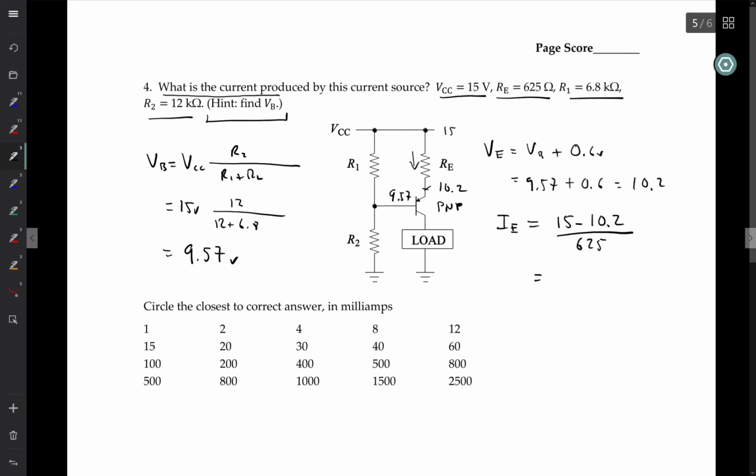And so that is going to be, on my calculator, 15, 10.2, subtract, 625, divide, gives me 0.0077 amps, or 7.7 milliamps, which is approximately 8 milliamps. So that's the answer. And that's all there is to that question.